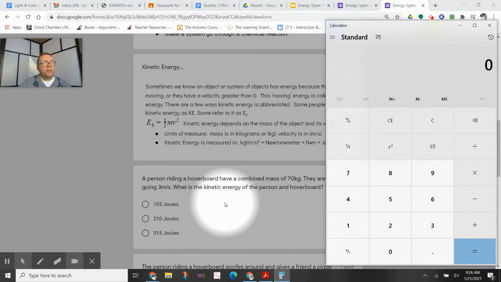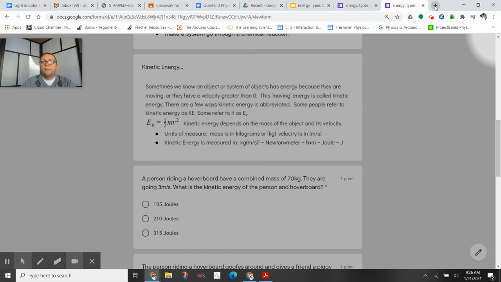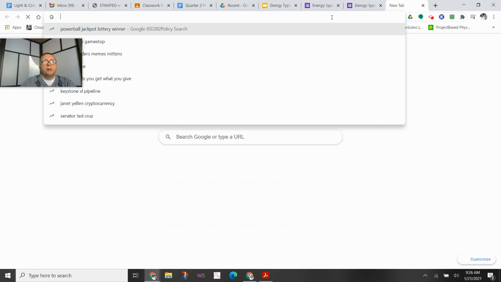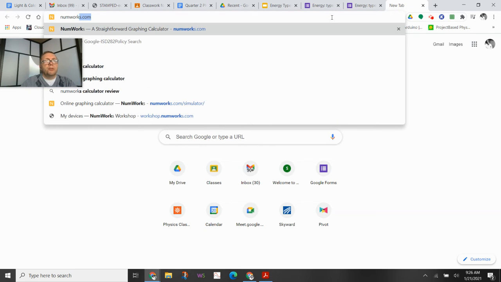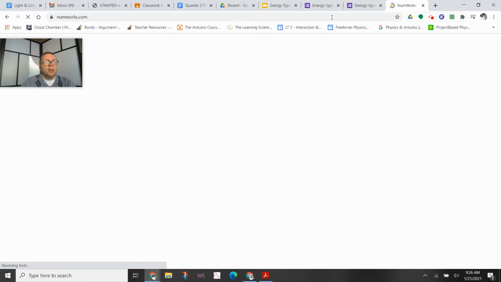If I pull my calculator up, do you see the calculator on my screen or no? No. All right, let's see. We'll try. I don't know how long it takes to load this one. This is my new favorite online calculator.